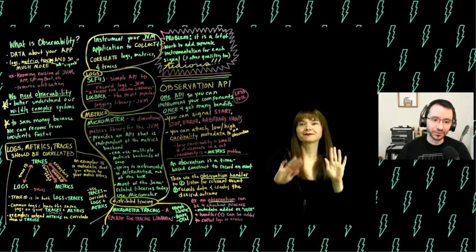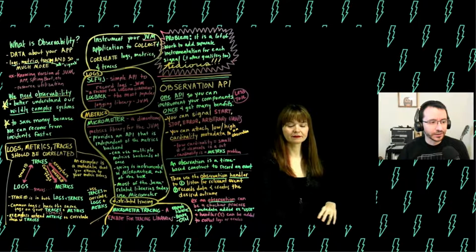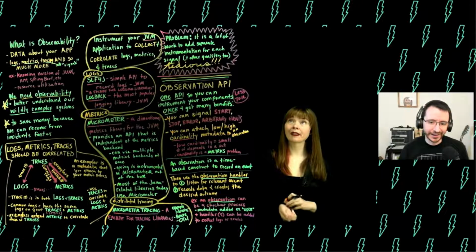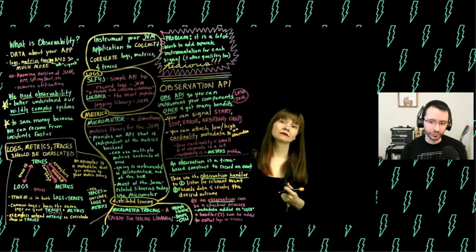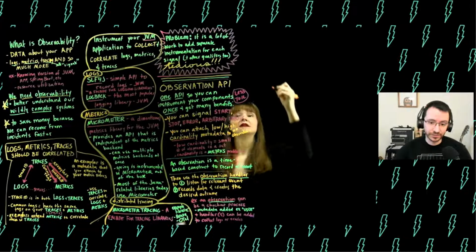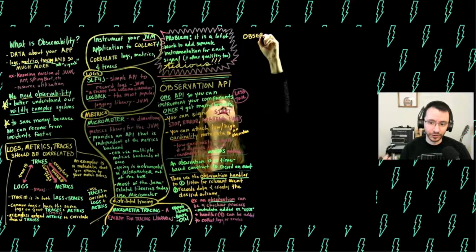The first thing I want to talk about is called the observation predicate. It is also part of the observation API. The problem it is trying to solve: let's say that you have a third-party component instrumented with the observation API, and it records observations. What if you don't want that observation?